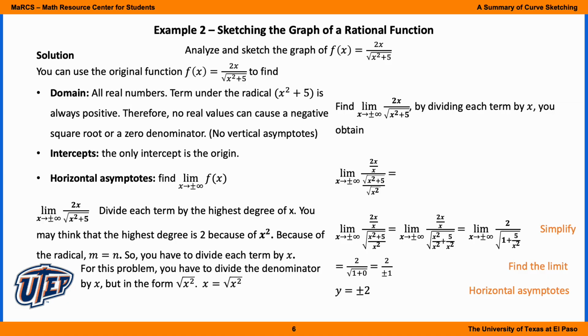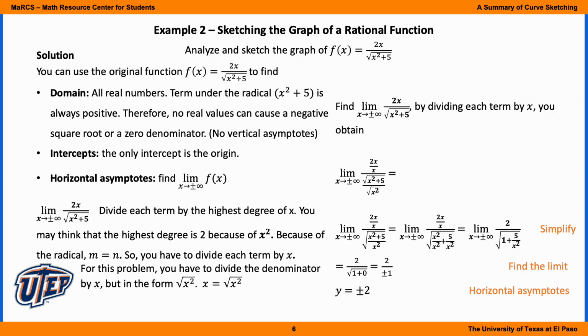Now the intercepts, the only intercept is the origin, the point 0, 0. And as for the horizontal asymptotes, we need to find the limit as x approaches positive and negative infinity of the function f of x. So in order to do so, we will divide each term by the highest degree of x. So you may think that the highest degree will be 2 because of the x squared, but because of the radical, once we take the square root of x squared, that gives us an exponent of 1. So that means that the degree in both the numerator and the denominator is equal. So we will divide each term by x.